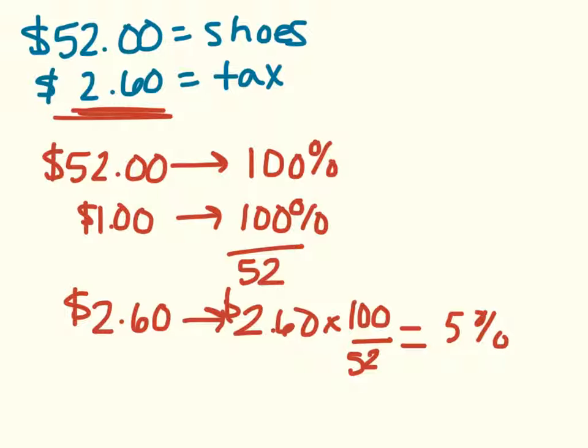So again, let's check for reasonableness. If the cost of our shoes is right around $50, a 10% tax rate would be about $5, right? And 260 is about half of $5, or 5% is about half of 10%. So sure, it's totally reasonable. Okay. All right, let's go on to a problem for you to work on your own.